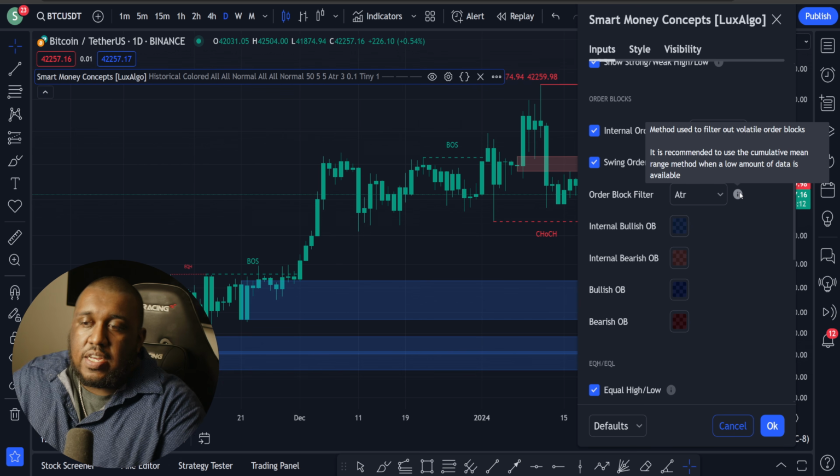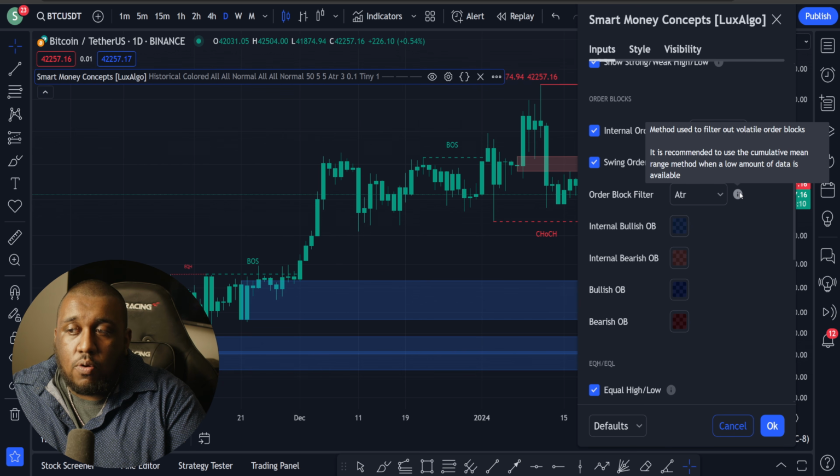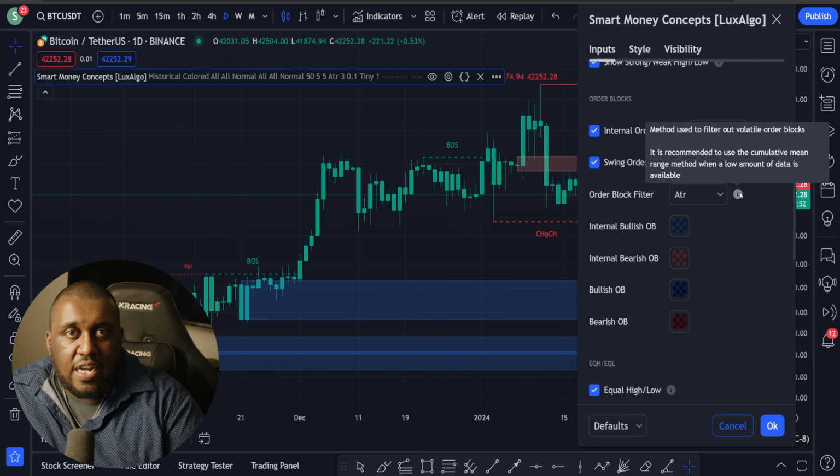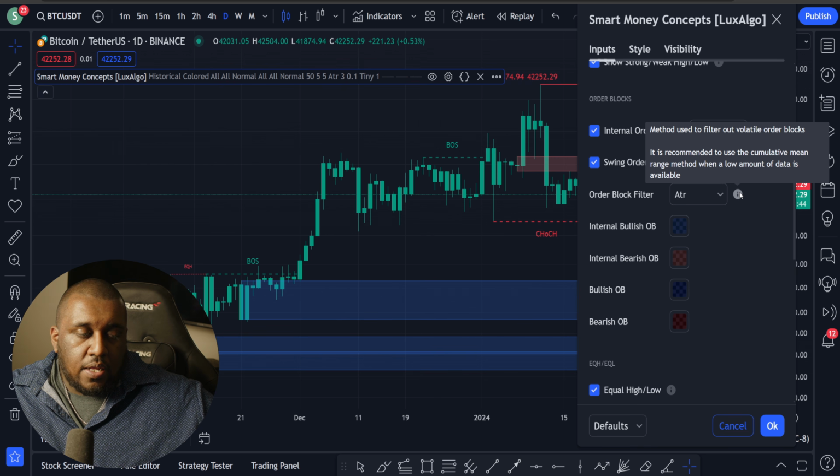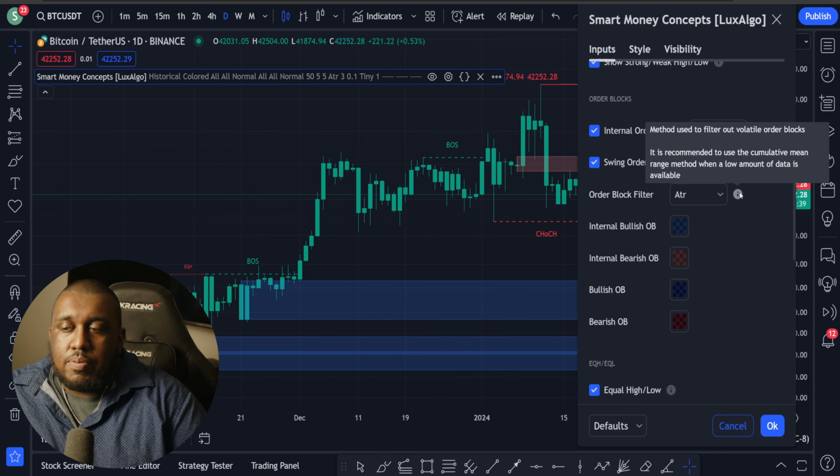If I'm just going to highlight this very fast. Method used to filter out volatile order blocks. It is recommended to use the cumulative mean range when low amount of data is available. Most of you guys are not going to have a small amount of data. Think of maybe a stock that just had an IPO or something that's freshly new out on the market. There's just not too much data available. That's where you might use the cumulative mean. When Bitcoin's been around for 10 plus years, Apple, Tesla, Nvidia, AMD, whatever, you're probably just going to stick with ATR. You don't have to really worry about it too much.